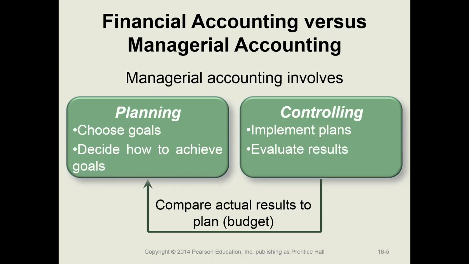So planning is planning ahead of time. Controlling is actually doing it and then seeing how you did. So one of the processes we'll learn in this course is comparing actual results to the plan. The plan is often called a budget. And we want to see how well we did against the budget.